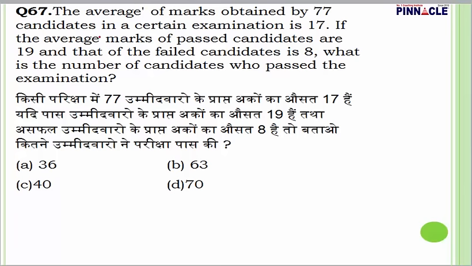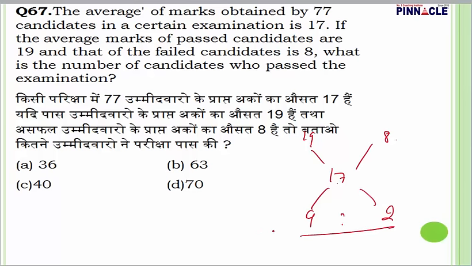Next question, question number 67. The average of the marks obtained by 77 candidates in a certain examination is 17. If the average marks of the pass candidates are 19 and that of failed candidates is 8, what is the number of candidates who passed the examination? You can solve such a question by the allegation technique. Pass candidates average 19, failed candidates average 8, and the total average is 17. So the difference here would be 2 and the difference there is 9.